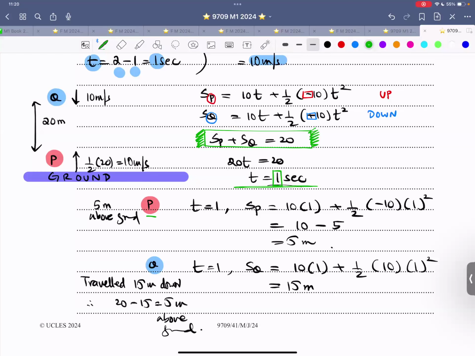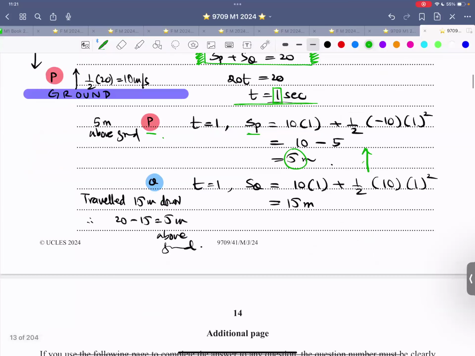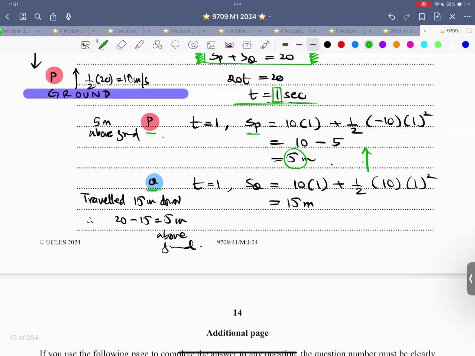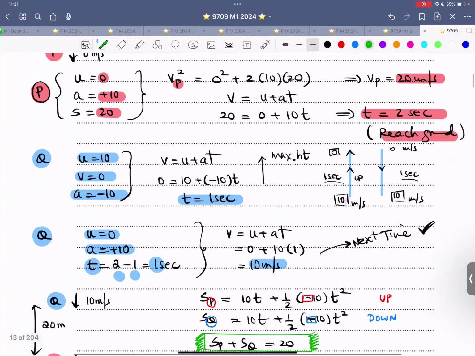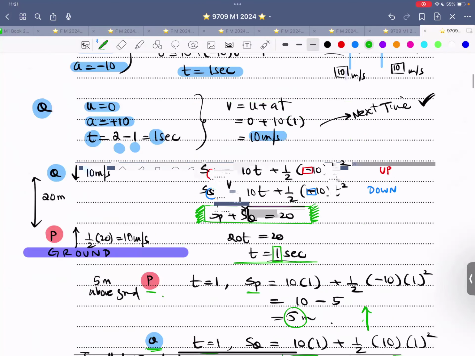If I work from the perspective of P, if I plug in this equation, this answer comes out to be 5 meters. That means it moves 5 meters up. If I work from the perspective of Q, after 1 second, it travels 15 meters. That means it has traveled 15 meters down. The total distance is 20 meters. So what is the difference? That is again 5 meters. So that was a 6-mark question, the last one. And I hope that's the last one. Yes, it is.